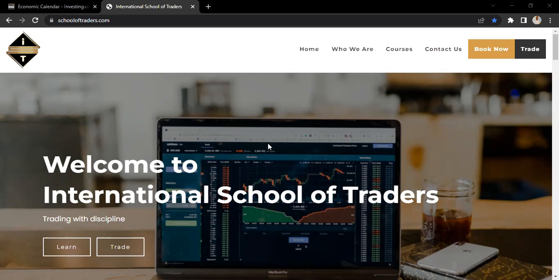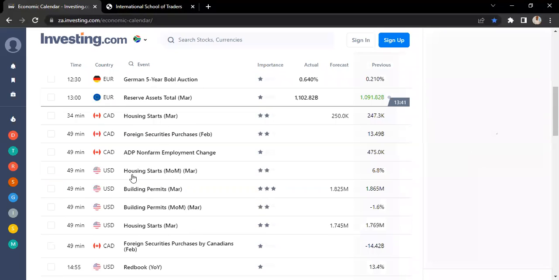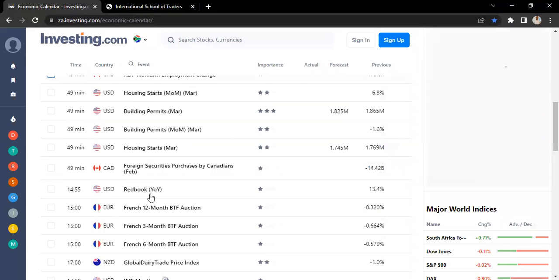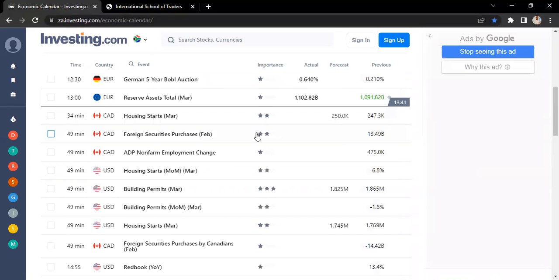Let's look at the trades that we are looking at today. So before we look at those, let's look at the news items that we have today. We do have some CAD news today, and also some US news that are coming through in the next 49 minutes or so. That means it's 2:30 South African time.